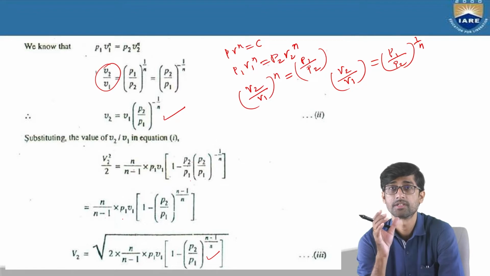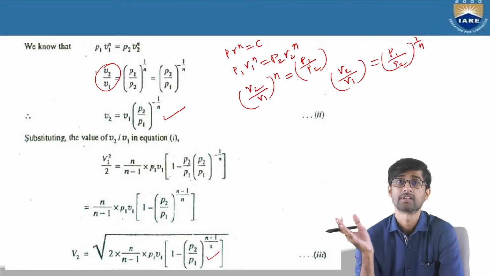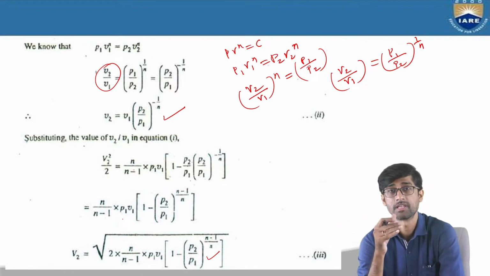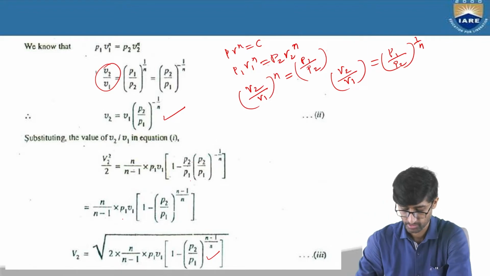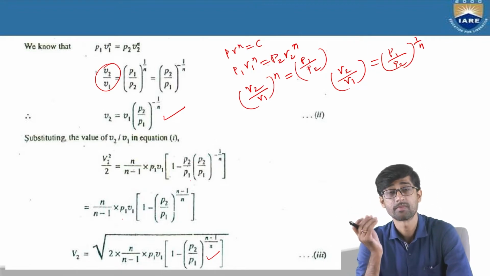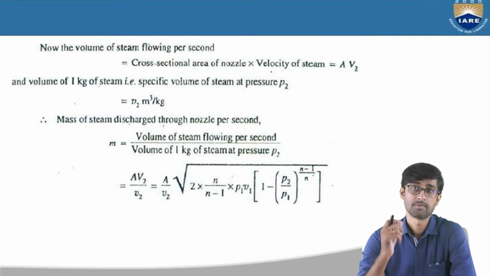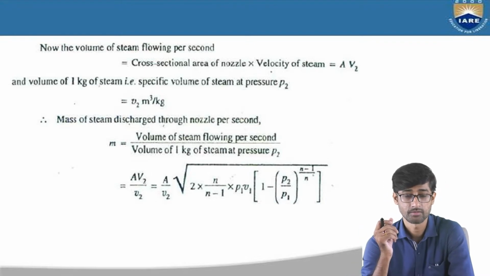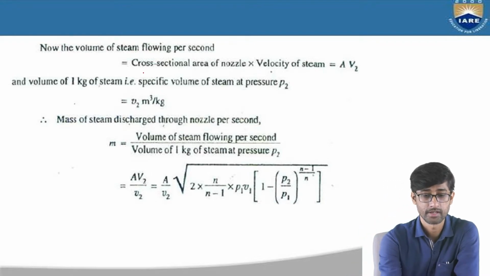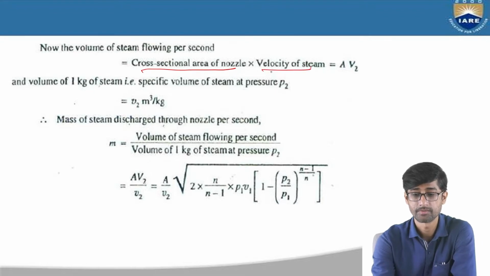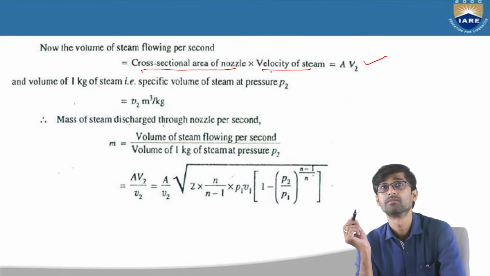This is the exit velocity of the steam leaving the nozzle, V2. Right? But our aim is to calculate the mass of steam which is passing through the nozzle. Now, the volume of steam flowing per second. How to calculate the volume of steam? The cross-sectional area of the nozzle into the velocity of steam. That will be nothing but area into velocity V2.